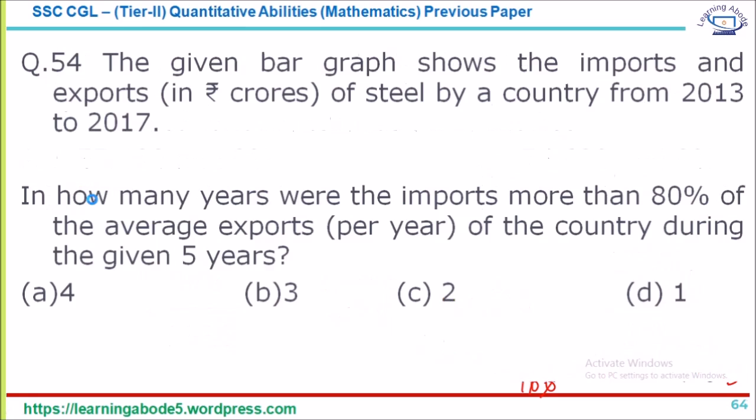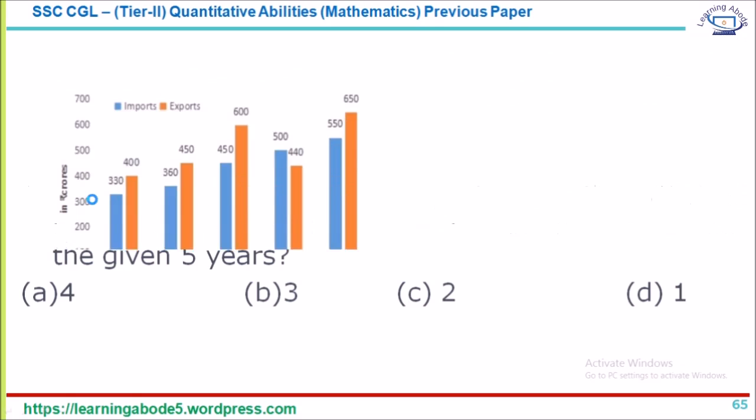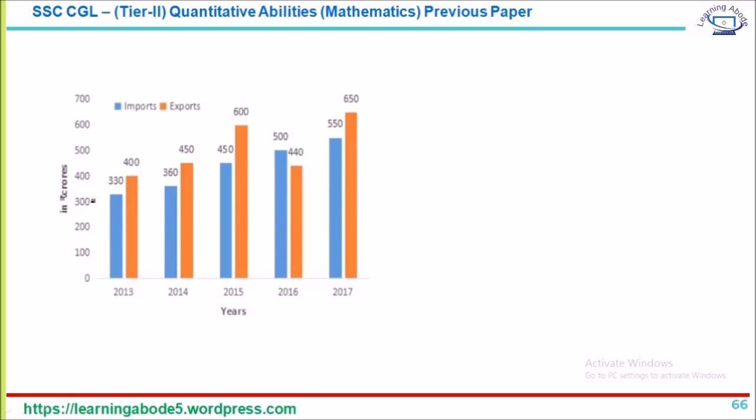Now 54, it's a question on data interpretation. Already we have seen this graph in the previous video. So the bar graph shows imports and exports. In how many years were the imports more than 80% of the average exports of the country during the given 5 years? Okay, so more than 80% of the average exports. So for exports, we have to count the total first for calculating the average.